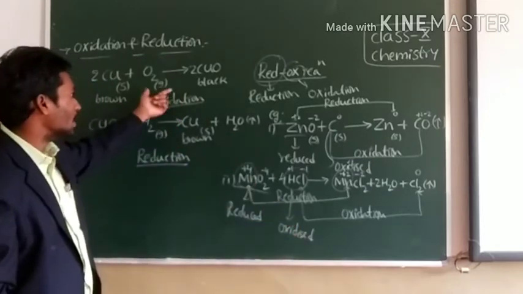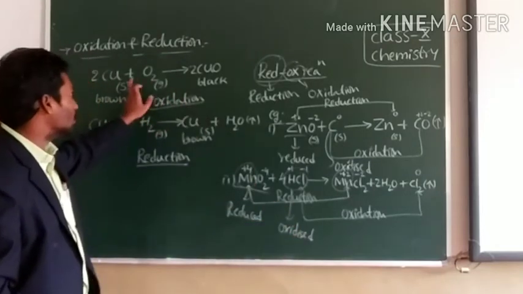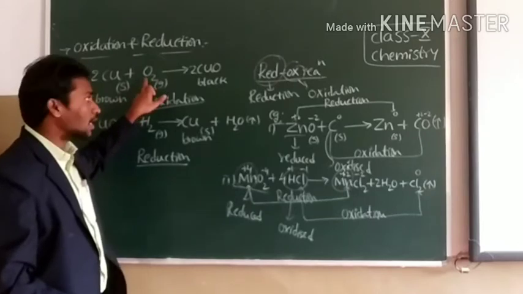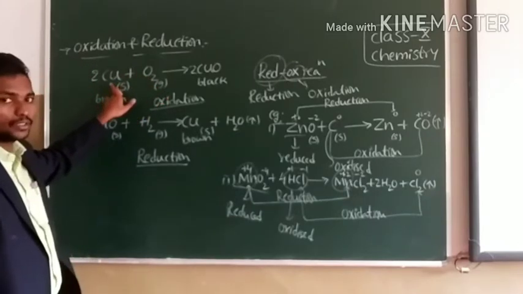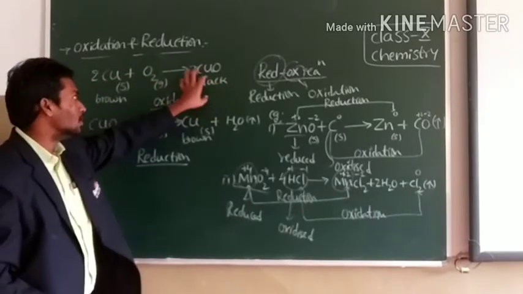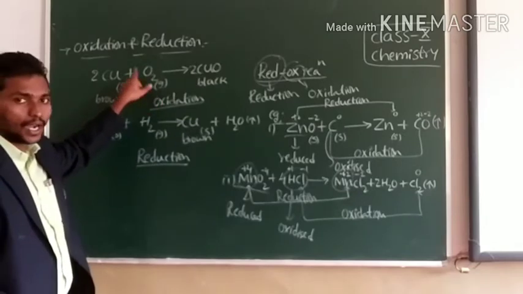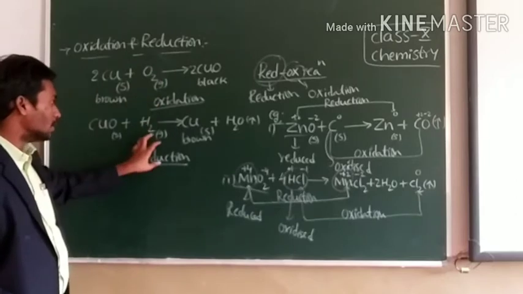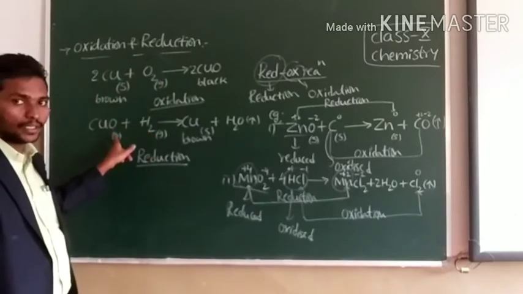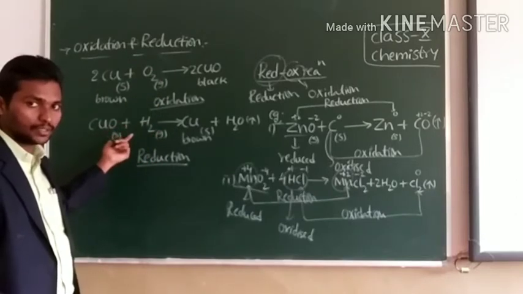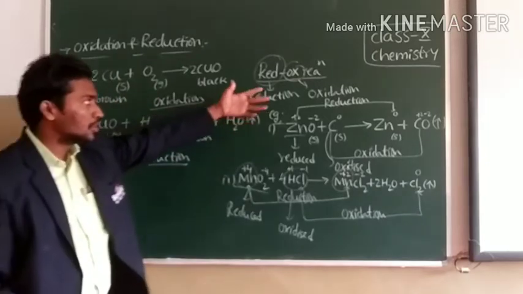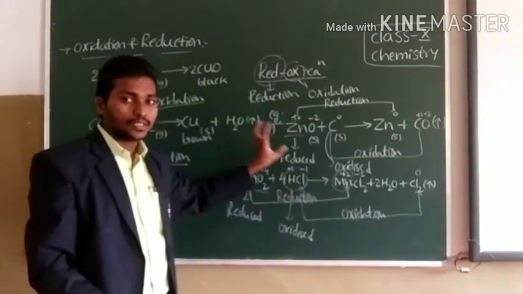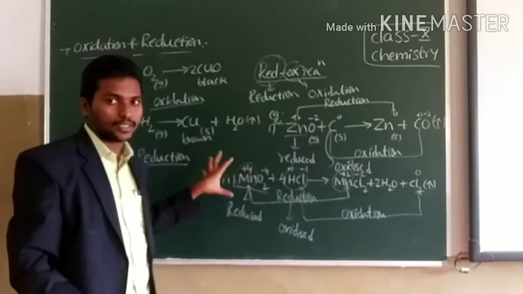Oxidation means addition of oxygen atoms. In the first reaction, oxygen atoms are added to copper metal, which forms copper oxide. So this is an example of an oxidation reaction. Here, hydrogen atoms are added. Addition of hydrogen atoms is called reduction. So in the reaction, both oxidation and reduction take place. Such kind of reactions are called redox reactions.